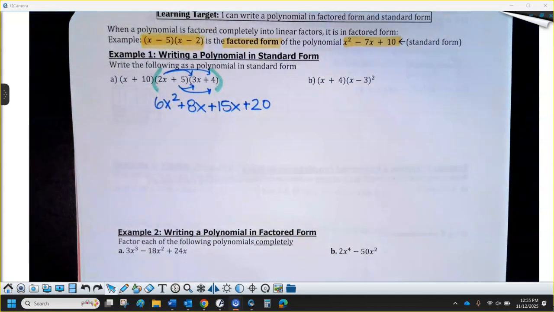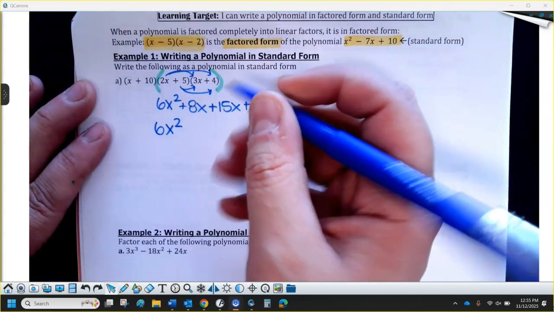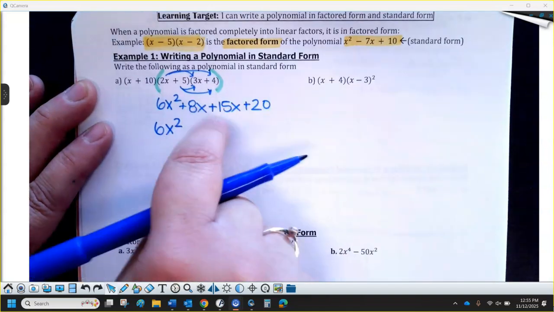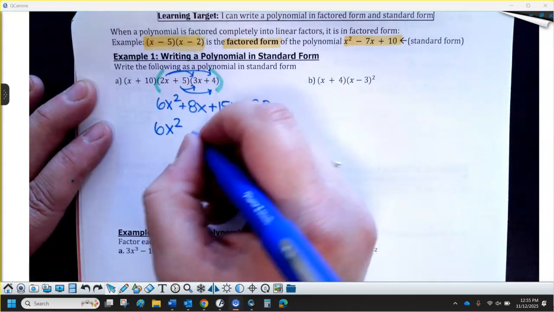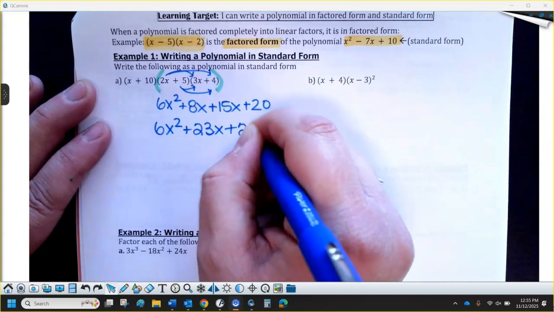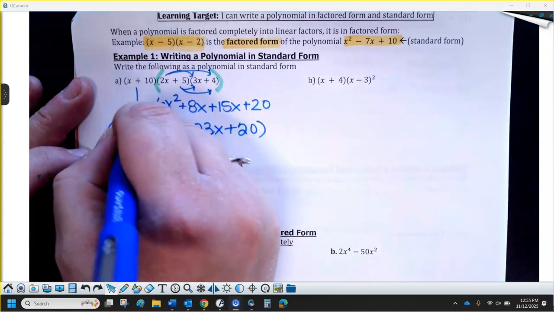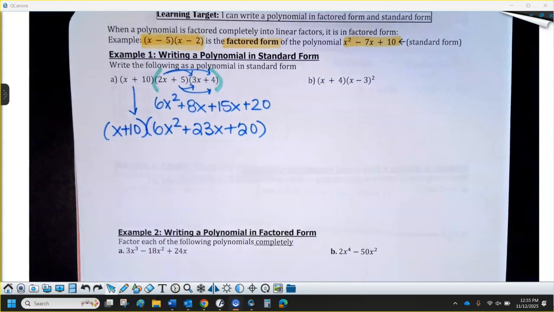You can always multiply, but you can only add and subtract like terms. So I'm just going to simplify this just a touch. This would be 6x squared. Now in here, my 8x and my 15x, we can add that together. So that would be 23x plus 20. And then I have not used yet the x plus 10, so I'm just going to bring that down.